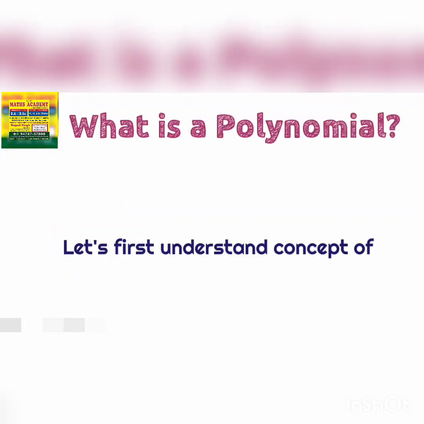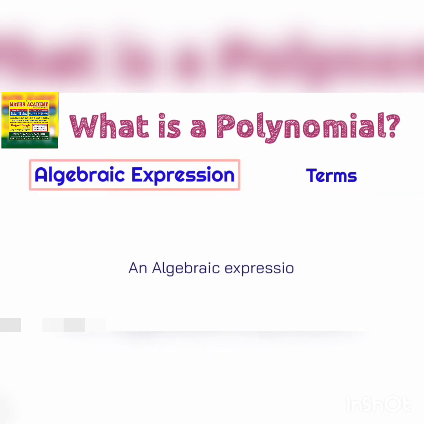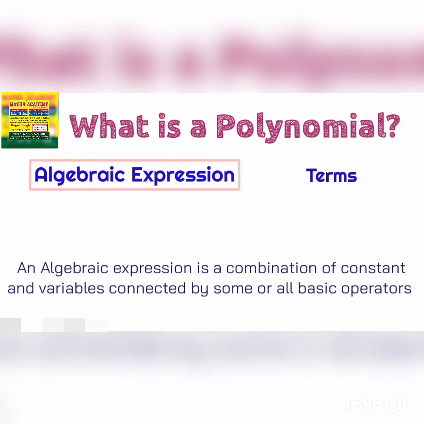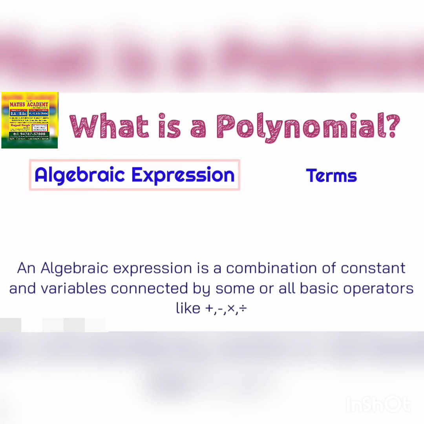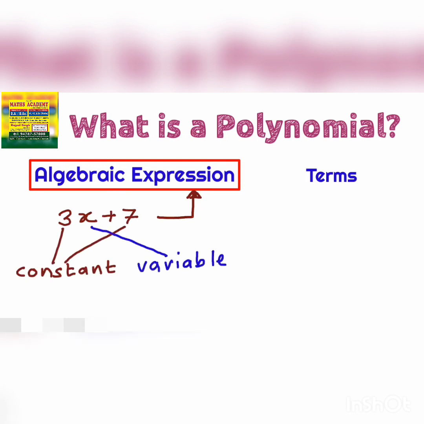What is a polynomial? Before we get into the definition of polynomial, let's understand the concept of algebraic expression and term. An algebraic expression is a combination of constant and variable connected by some or all basic operators like addition, subtraction, multiplication, or division. For example, 3x plus 7 is an algebraic expression which is connected by plus operator by combining the constant 3 with variable x and a constant 7.